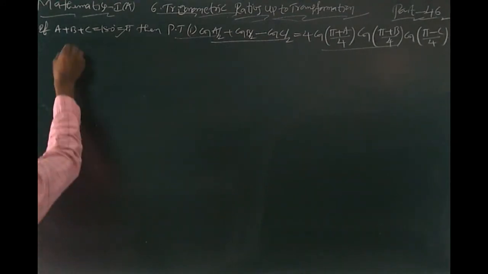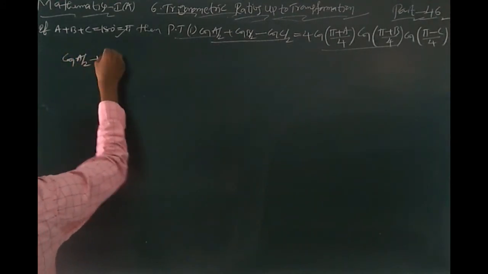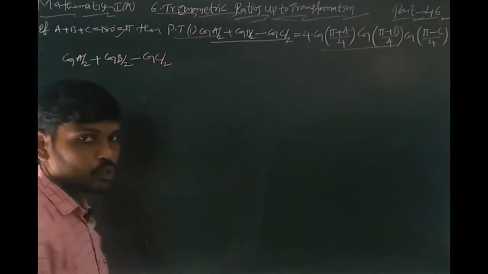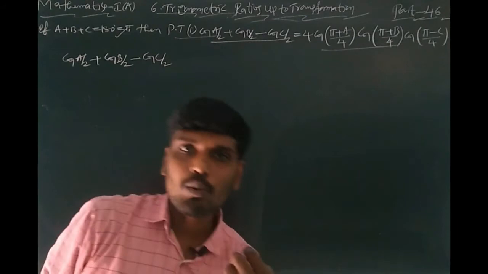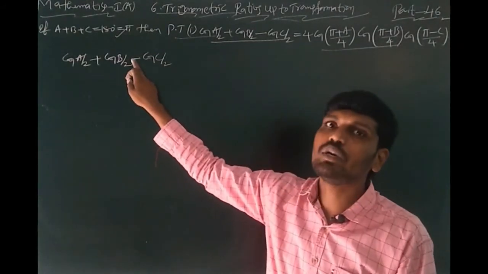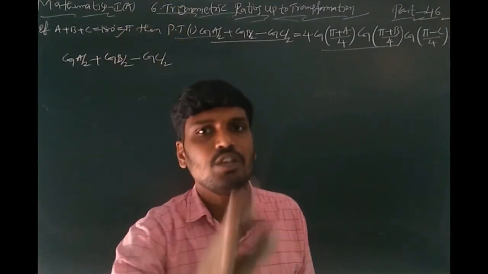In this problem, you have to take LHS. Cos a by 2 plus cos b by 2 minus cos c by 2. What is the difference between the before problem and this problem? Just the before problem has positive, here it has negative. Similarly you can do that.